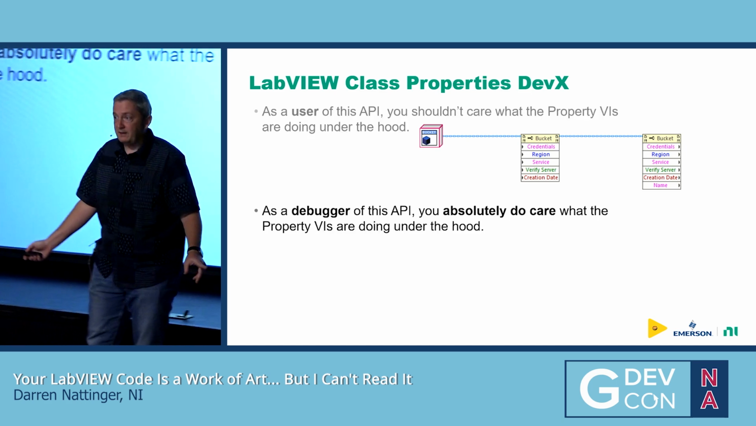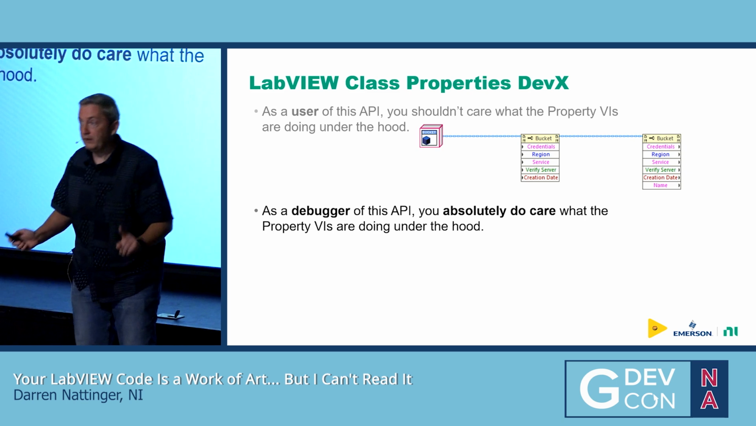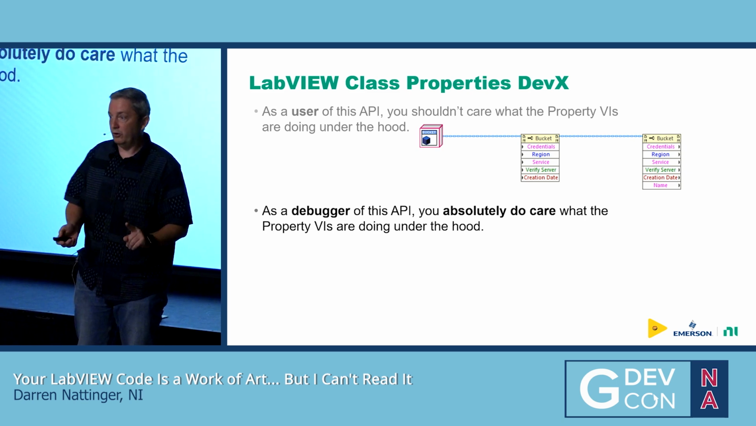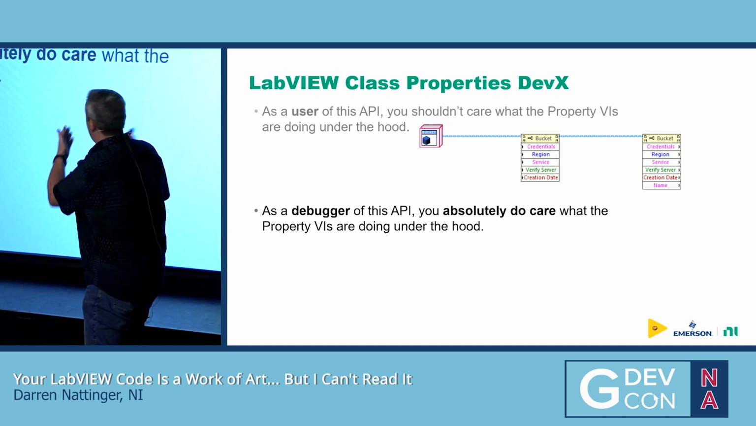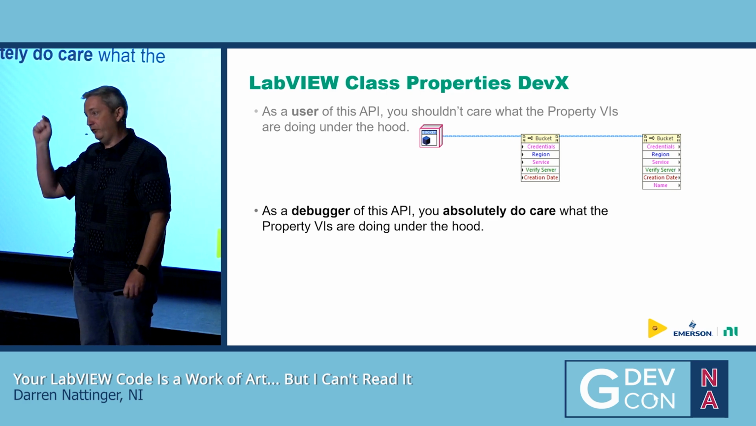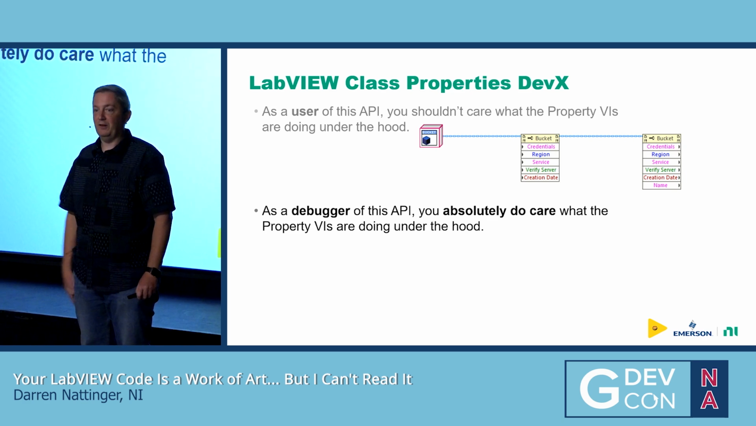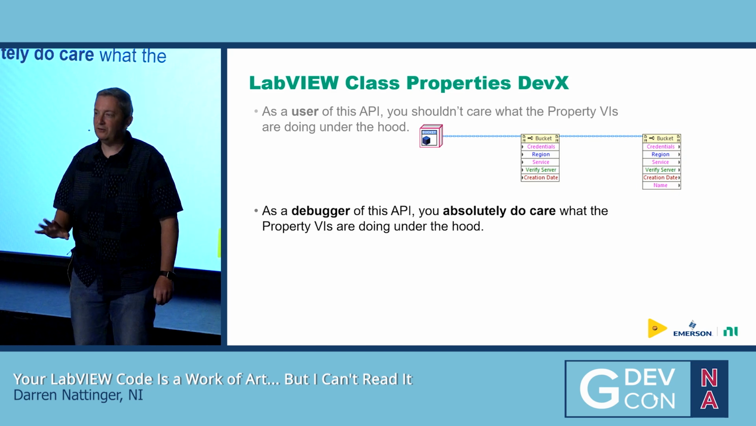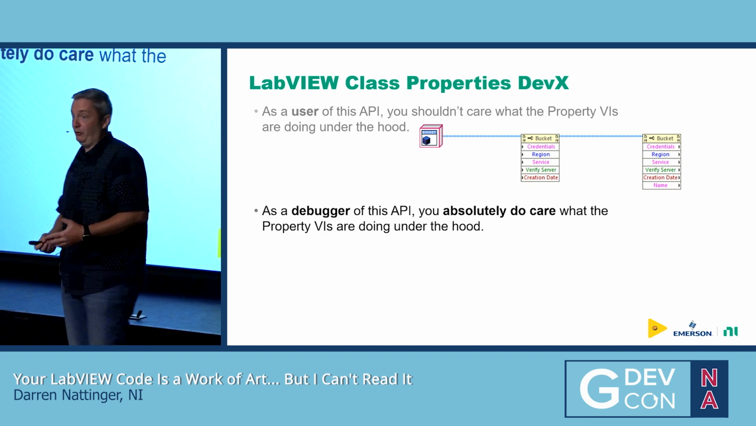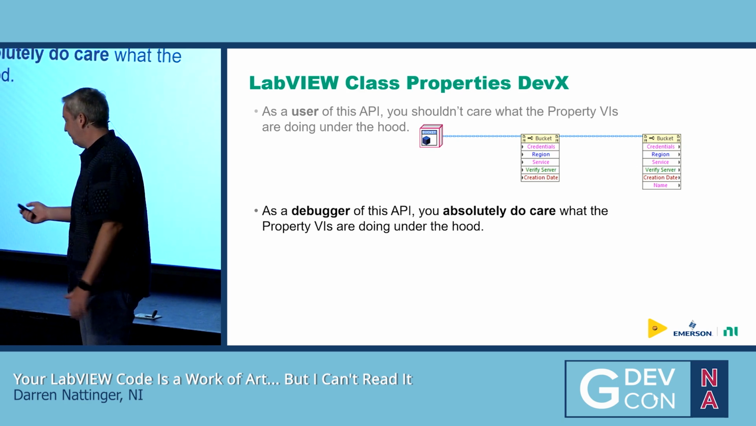If you're debugging this API, you absolutely do care which of those property nodes are doing something other than just a bundle or an unbundle. I can't tell. You know what that means I'm doing? 11 times I'm right-clicking on those things and choosing Open Accessor VI and looking at the block diagram to see, does this really just bundle? Does this really just unbundle? Until I find the ones that don't. Or sometimes I don't find any that don't, and now I've got to go debug elsewhere.